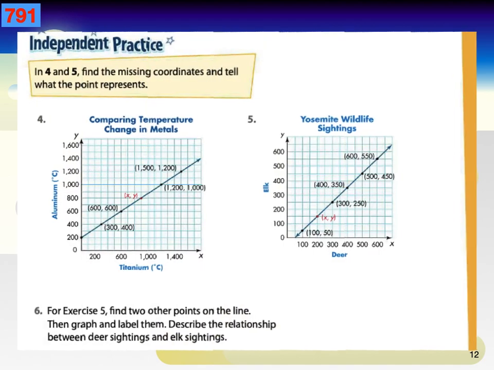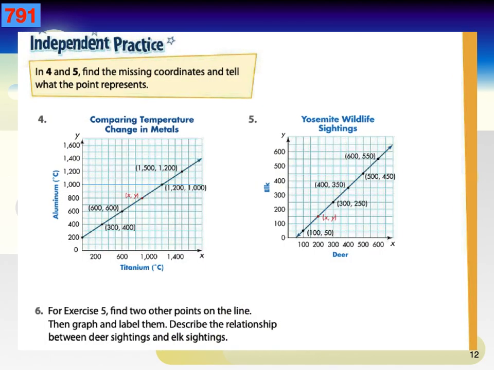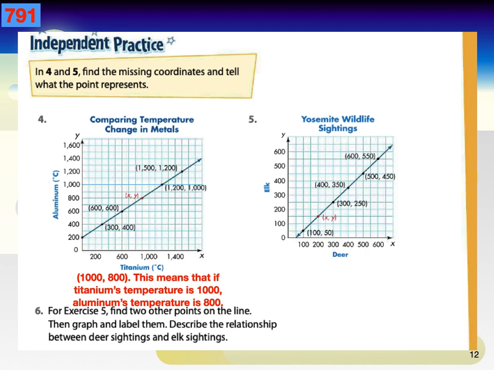Okay, on the same page, questions 4 and 5, find the missing coordinates and tell what the point represents. So again, look at that red dot denoted by X and Y. That is 1000 on the x-axis and 800 on the y-axis. So this means that if the titanium's temperature is 1000 degrees Celsius, then aluminum's temperature is 800 degrees Celsius.